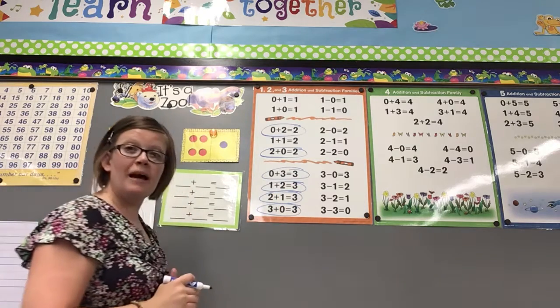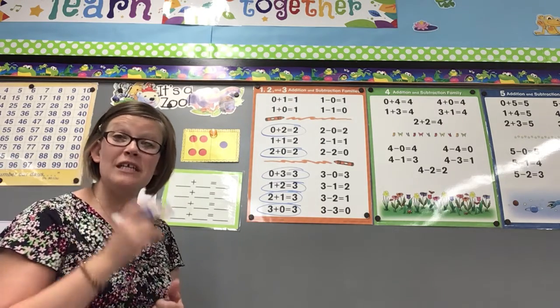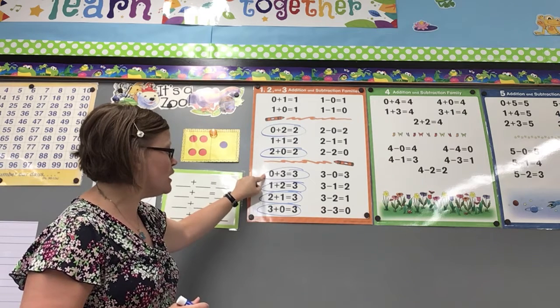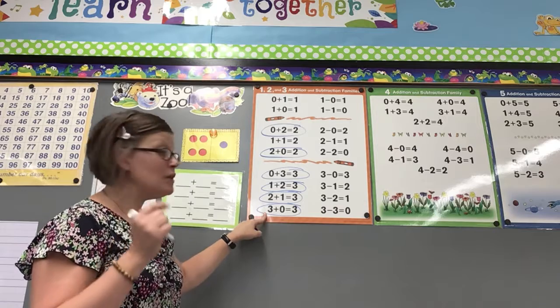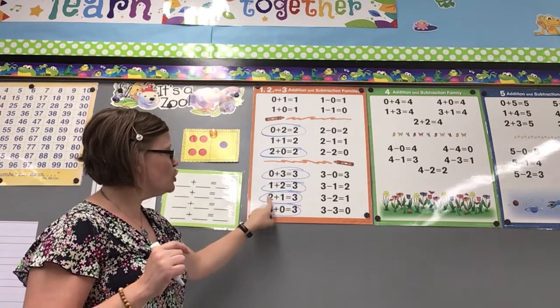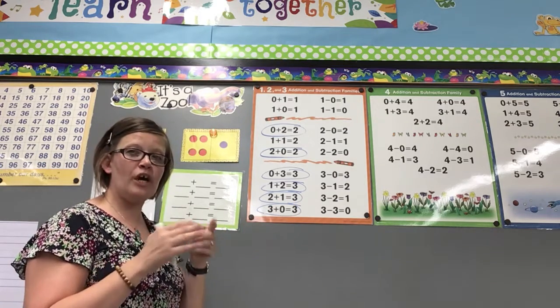Does yours look like mine? I circled all of them because I had 2 sets of twins. I have 0 plus 3 equals 3, 3 plus 0 equals 3. That's one set of twins. The other twins, 1 plus 2 equals 3, 2 plus 1 equals 3. The same numbers, but switched up.